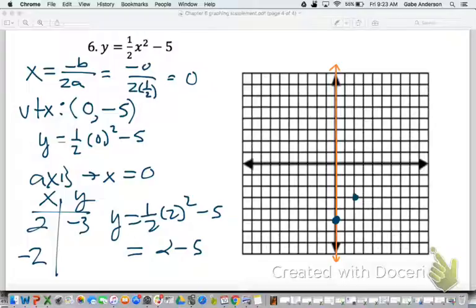There's 2 points. How do I find my third point? You just mirror it. Mirror image it across. When x is negative 2, y is negative 3 again because of the symmetry that we know this has. Connect the dots with a parabola-like shape.